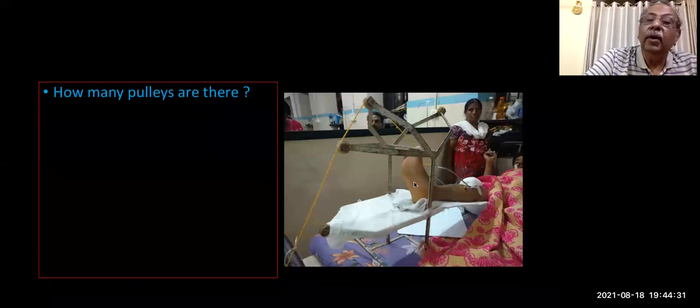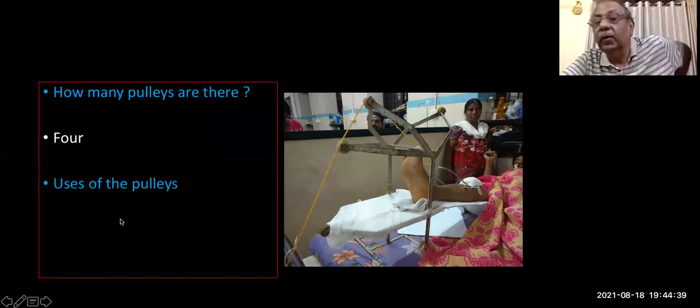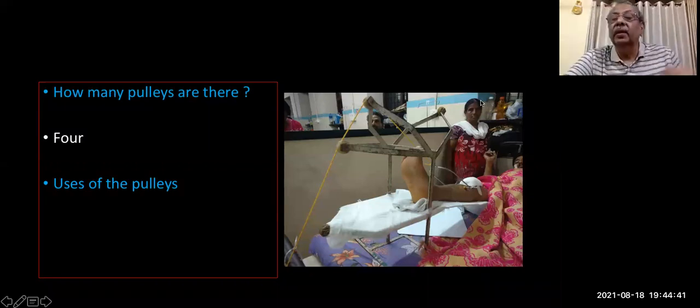Then how many pulleys are there? In a Bohler bone frame, there are 4 pulleys and they will ask you which are the pulleys, what are the uses of these pulleys. See, this pulley here is for calcaneal traction. The lowest pulley is for calcaneal traction. This is for upper tibial traction. This is for lower femoral traction. And this is for preventing foot drop.